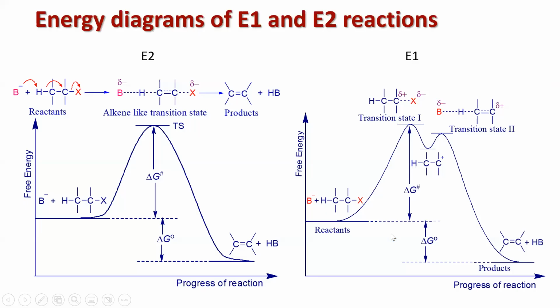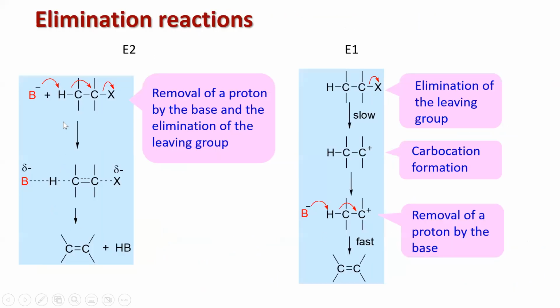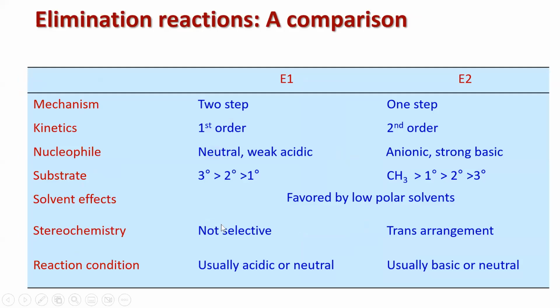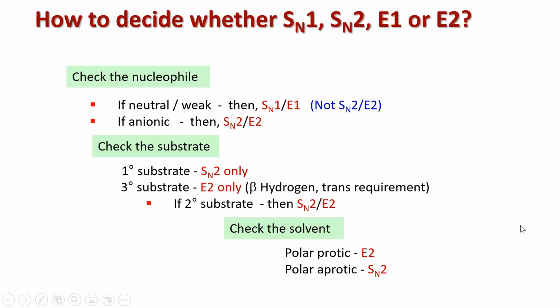Now in this elimination, I have not indicated the stereochemistry of the substrates and the product, but when you study it in detail, you will see the trans arrangement is required for E2 elimination. It doesn't matter for E1, any arrangement is okay because it is unimolecular. And reaction conditions, usually acidic or neutral. This has to be basic or neutral, right?